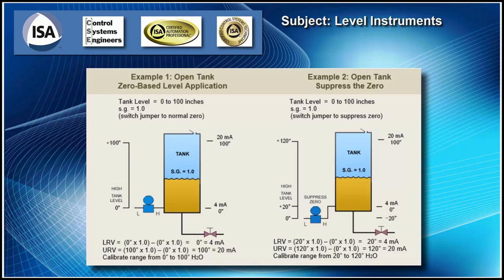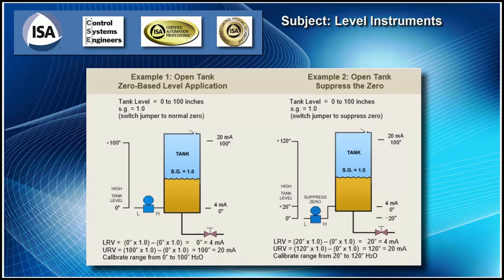So what you see here is the lower range value is the high side minus the low side. So here our high side has 20 inches times the specific gravity of 1, minus a low side of 0 inches, which is the atmosphere. So that equals 20 inches, which equals 4 milliamps. Now the upper range value is 120 inches above the transmitter on the high side times the specific gravity of 1, minus 0 inches on the low side, which equals 120 inches, which equals 20 milliamps or 100%. So the calibrated range on this transmitter would be 20 inches lower range value to 120 inches upper range value of H2O or water.